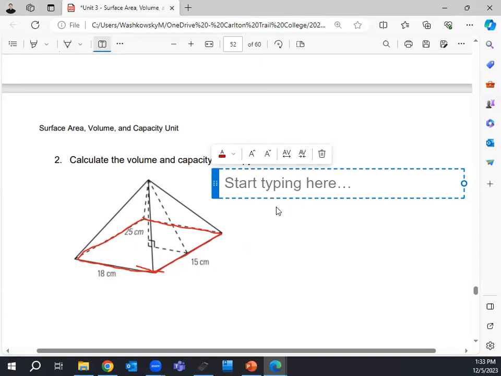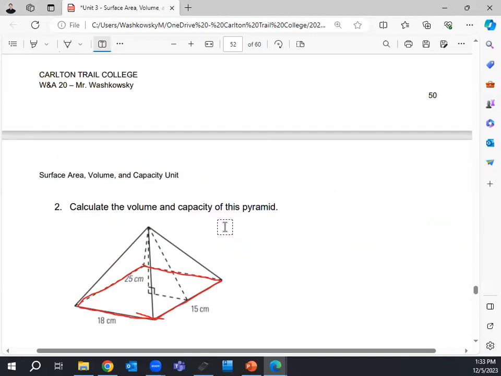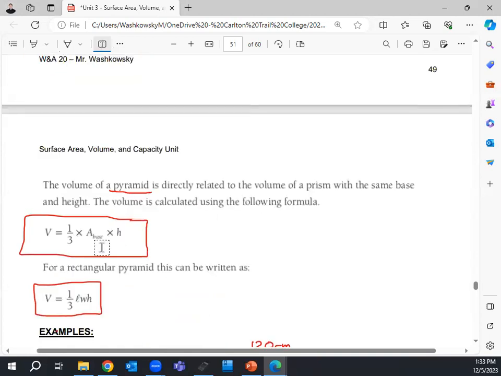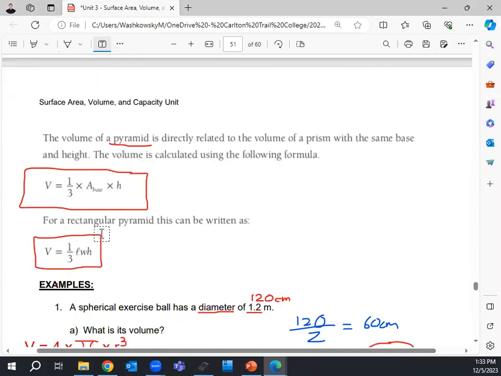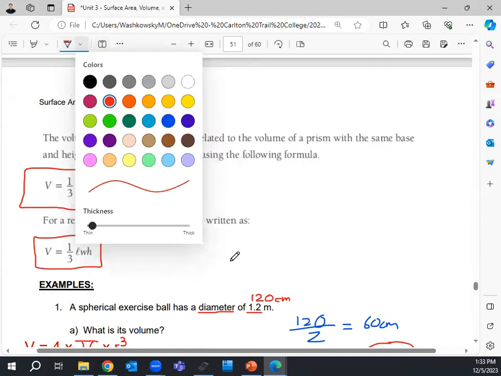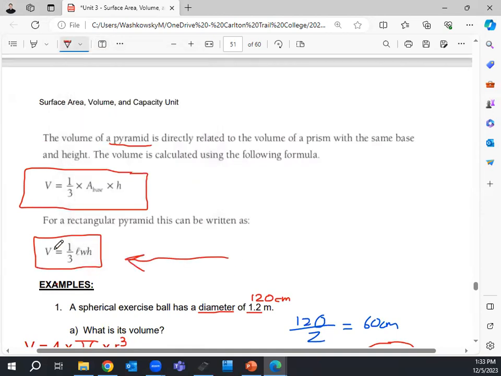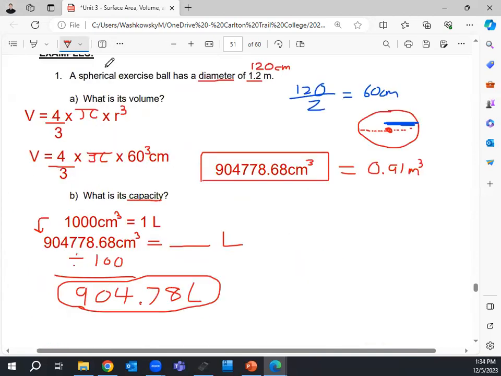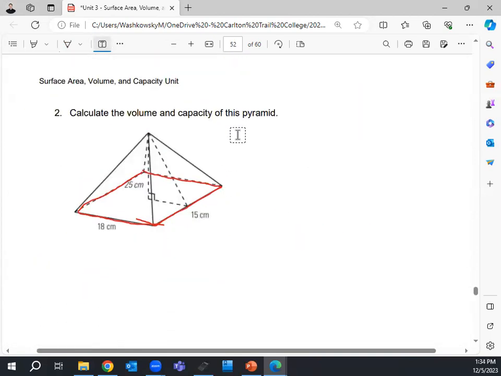Now, is it a rectangular prism? Well, first off, I'm dealing with a pyramid. It wants us to find the volume of the pyramid and also the capacity. So, I want to find capacity. Are my measurements in centimeters? Yes, perfect, so I don't need to convert anything. If I want to find the volume of a pyramid, I know it's this formula up here, and it's a rectangular pyramid, so I'm going to use this one right here. Volume is a third times length times width times height. So I'm going to quickly punch that in here.